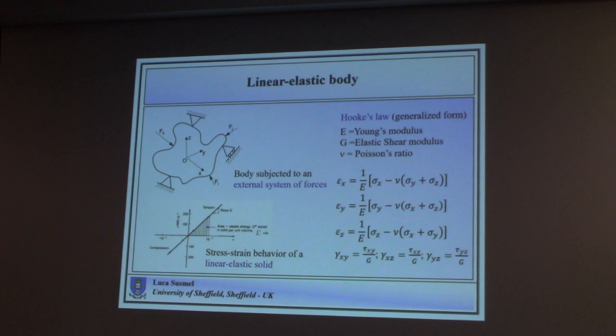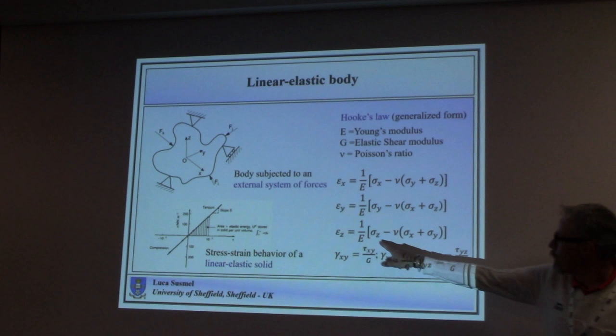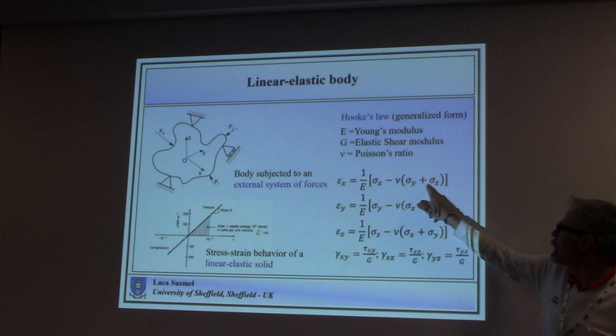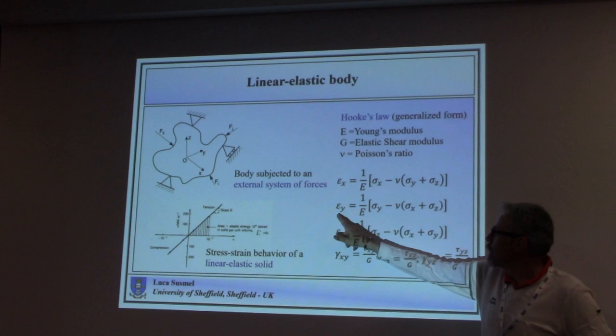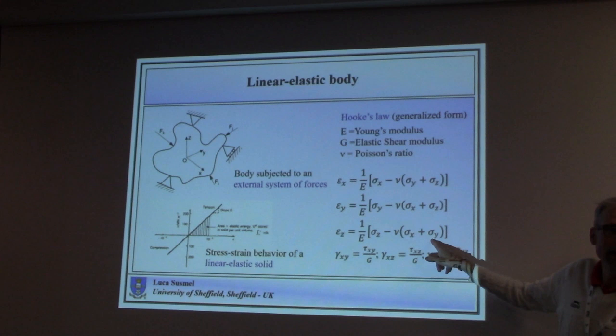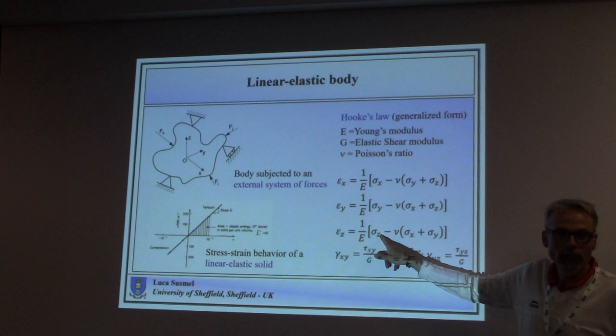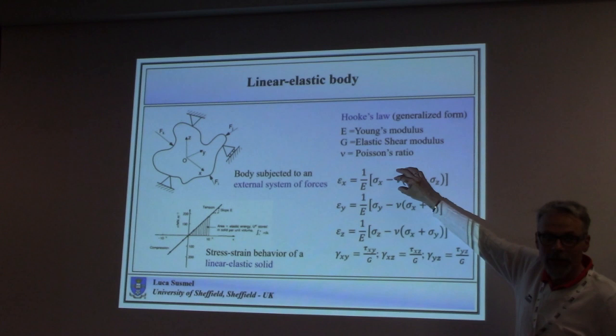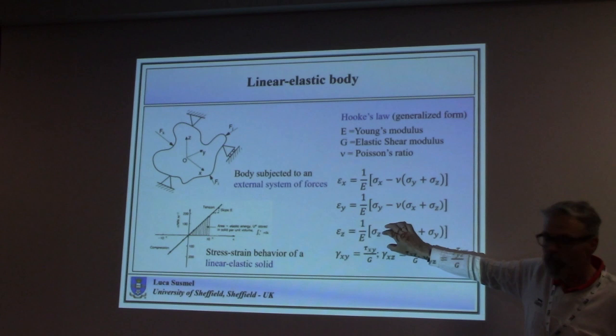This is Irwin's generalized equations. If sigma x and sigma y are different from zero, and sigma z is equal to zero, epsilon x is different from zero, epsilon y is different from zero, but also epsilon z is different from zero, because sigma z clearly is zero, but sigma x and sigma y are different from zero. And actually, epsilon z is different from zero and negative. So, positive epsilon x, positive epsilon y, negative epsilon z, even if sigma z is equal to zero.